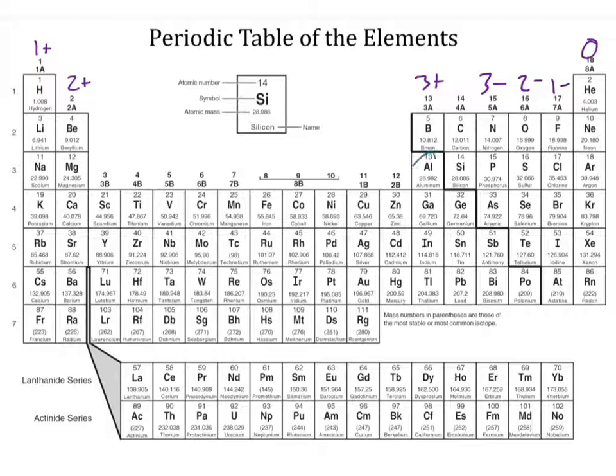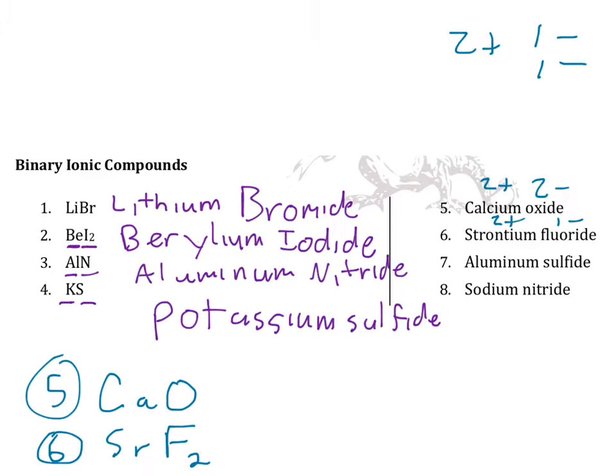Okay, aluminum is right here, sulfur is right here. So aluminum is a 3 plus, sulfur is a 2 minus. So let's go ahead and take a look at that. So aluminum is a 3 plus, 2 minus. And so in this situation, we have a 3 plus and a 2 minus.